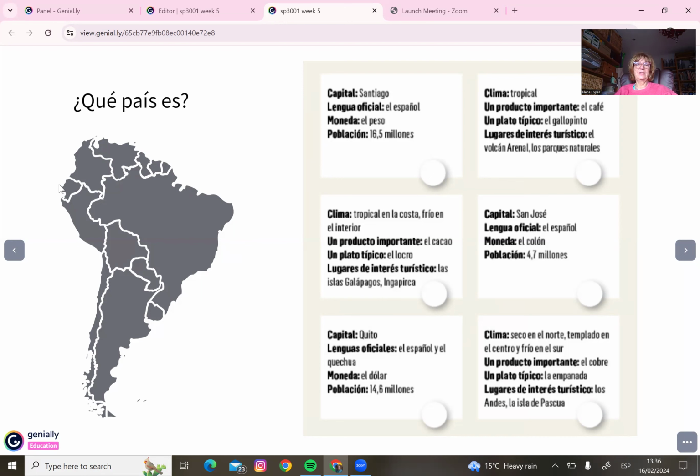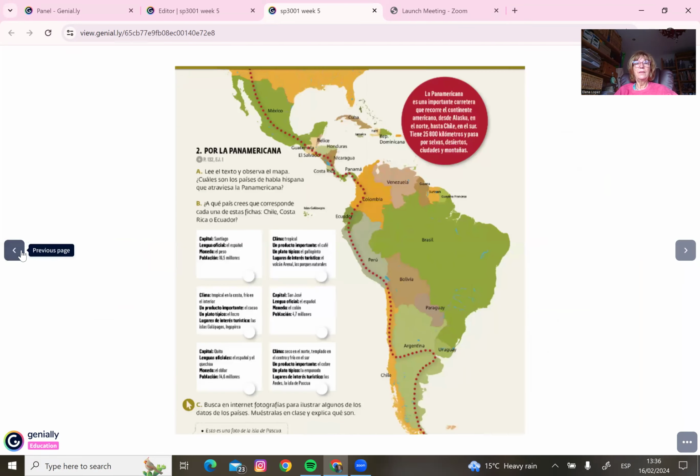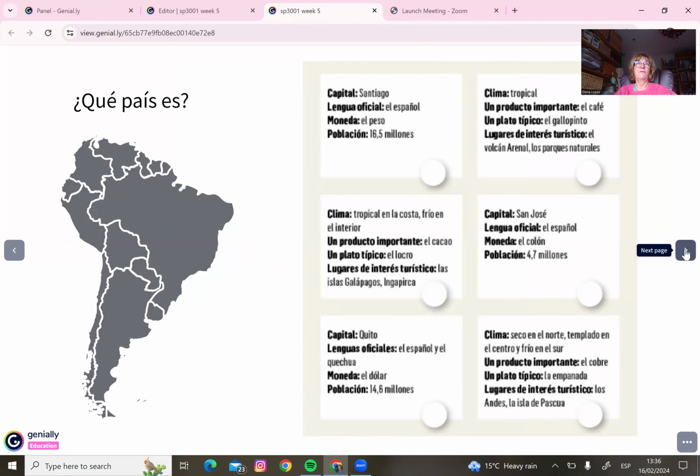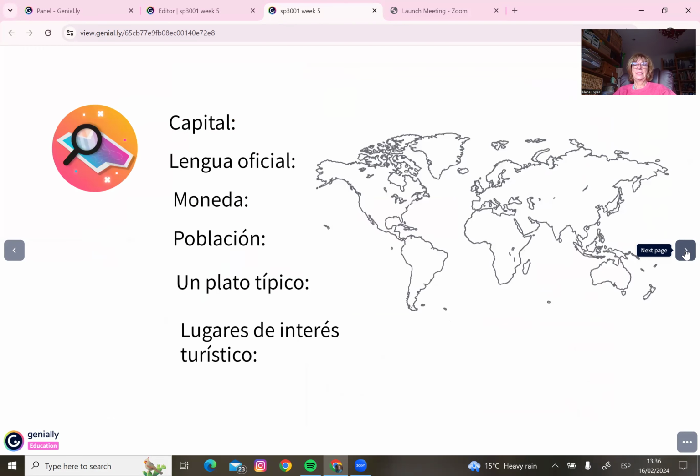Y lugares de interés turístico, we cannot see them here, but maybe here, las Islas Galápagos that belong to Ecuador. And las Islas Galápagos are really famous for these long, big, huge turtles that are protected these days because otherwise they could disappear. So this is your homework for the next class.